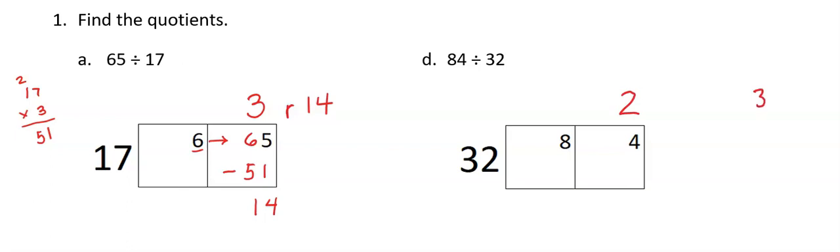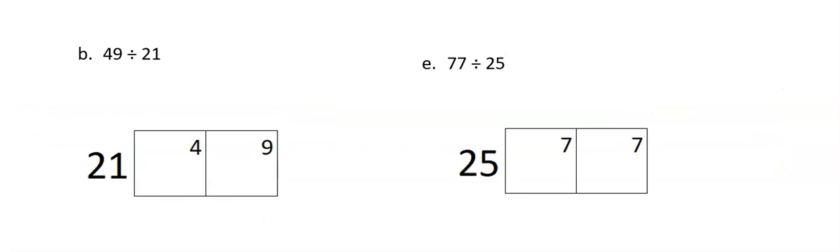Again, I can either multiply this mentally or I could do it off to the side. 2 times 2 is 4. 2 times 3 is 6. 64 is less than 84, so that should work. So I'm going to move my 8 over, subtract 64, and that gives me a remainder of 20. Again, since my remainder is less than my divisor, the remainder of 20 is acceptable. So my quotient is 2 remainder 20. Let's do a couple more examples.